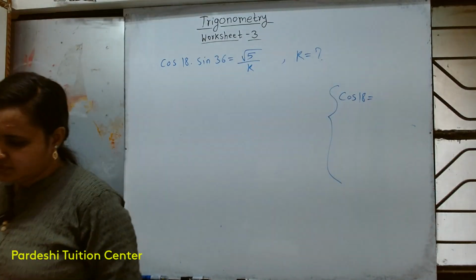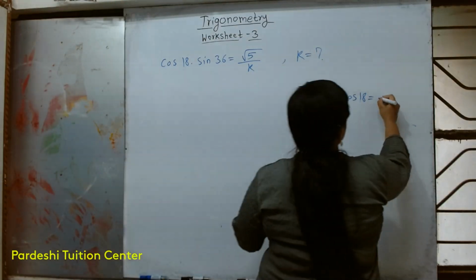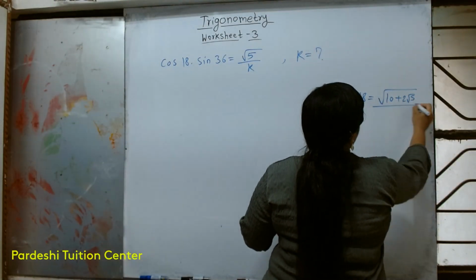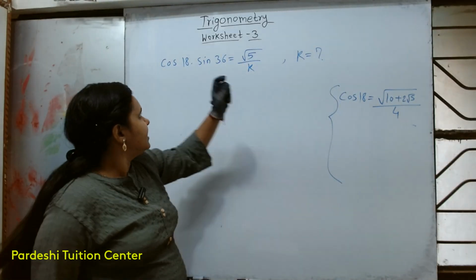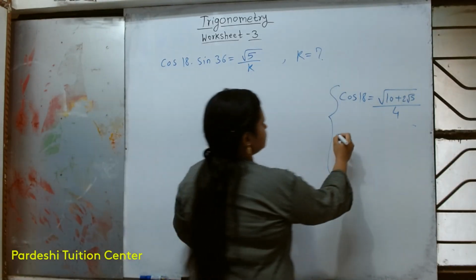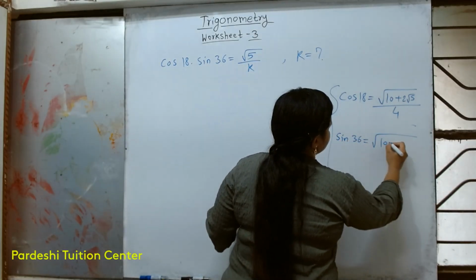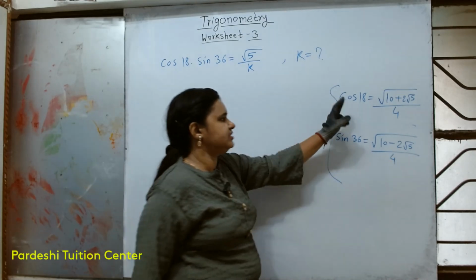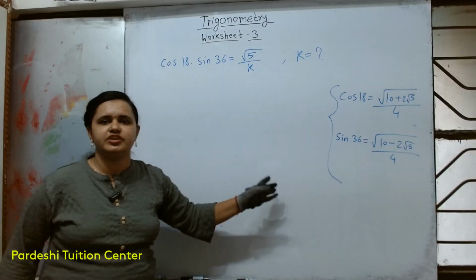So cos 18 is under root of (10 plus 2 root 5) upon 4. Cos 18 value is that one, and sin 36 is under root of (10 minus 2 root 5) upon 4. For cos 18 and sin 36, we have written the values in the formula. Go and check the videos.